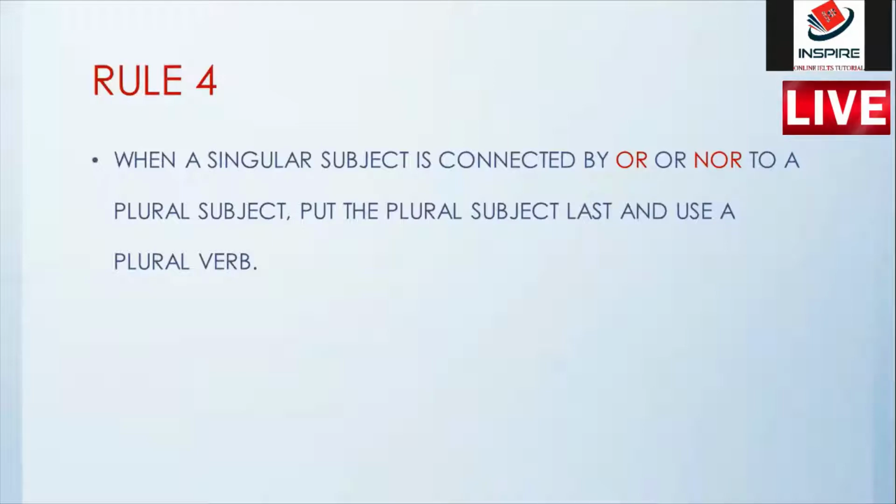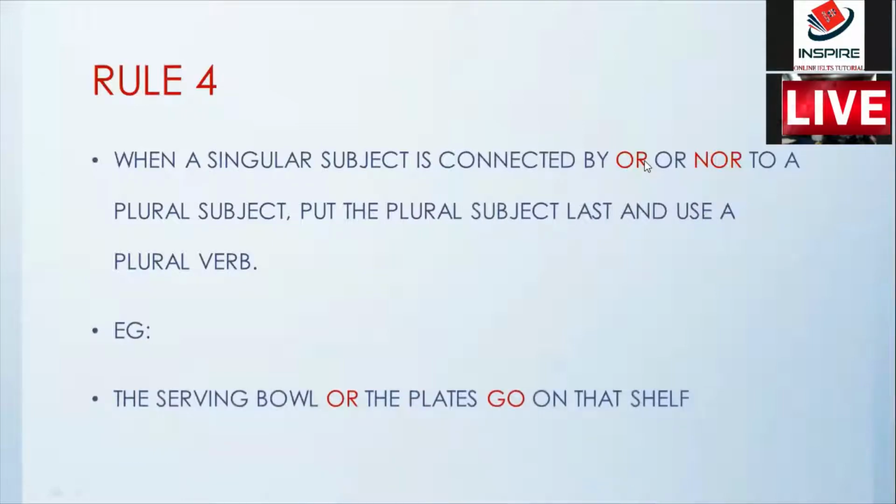Okay, for example, if we go for an example, you can say the serving bowl or the plates go on that shelf. The serving bowl is a singular subject and we are connecting it to a plural subject using or. The plates is a plural subject, so we are connecting a singular subject with a plural subject using or, and we have put the plural subject in the last place and connected it with a plural verb. Here the plural verb is go. If it was a singular verb, how would it come? It would come as goes. As it is go, it is a plural verb.